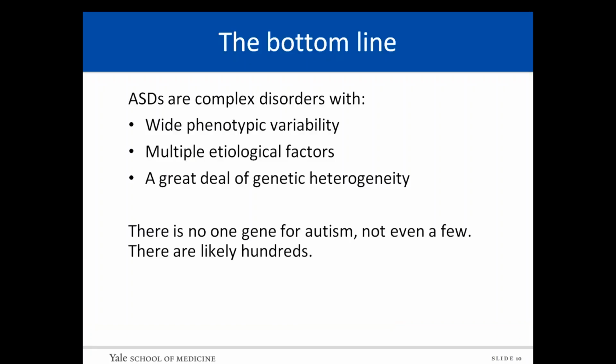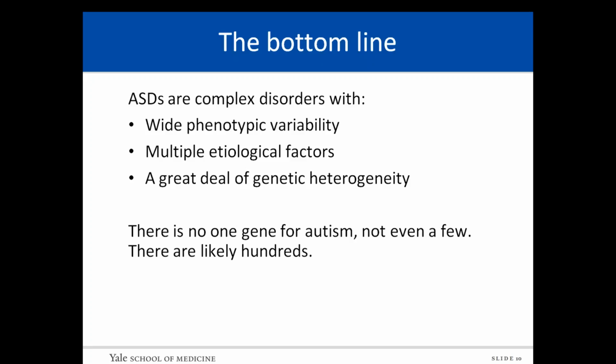So I want to present the bottom line fairly upfront in this talk, and that is that autism spectrum disorders are complex. Everyone knows that. There's wide phenotypic variability, there are multiple etiological factors, and there's a great deal of genetic heterogeneity. In other words, there is no one gene for autism, not even a few. In fact, recent genetic studies are estimating that there are likely hundreds, maybe up to 1,000 or more.